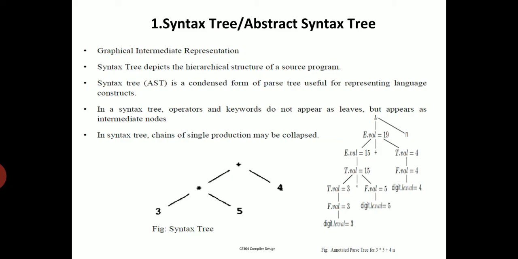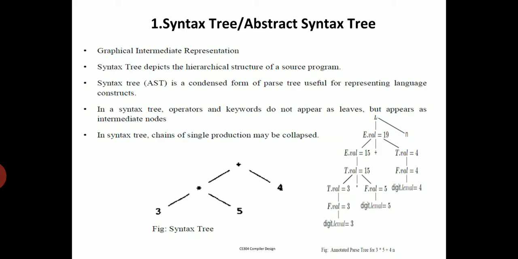So syntax tree depicts the hierarchical structure of a source program. So syntax tree or abstract syntax tree is the graphical representation of the intermediate language. So we are covering the topic graphical representation under intermediate code generation here. And we know that a parse tree gives so much information. It can have attributes, its values for the attribute, like that.